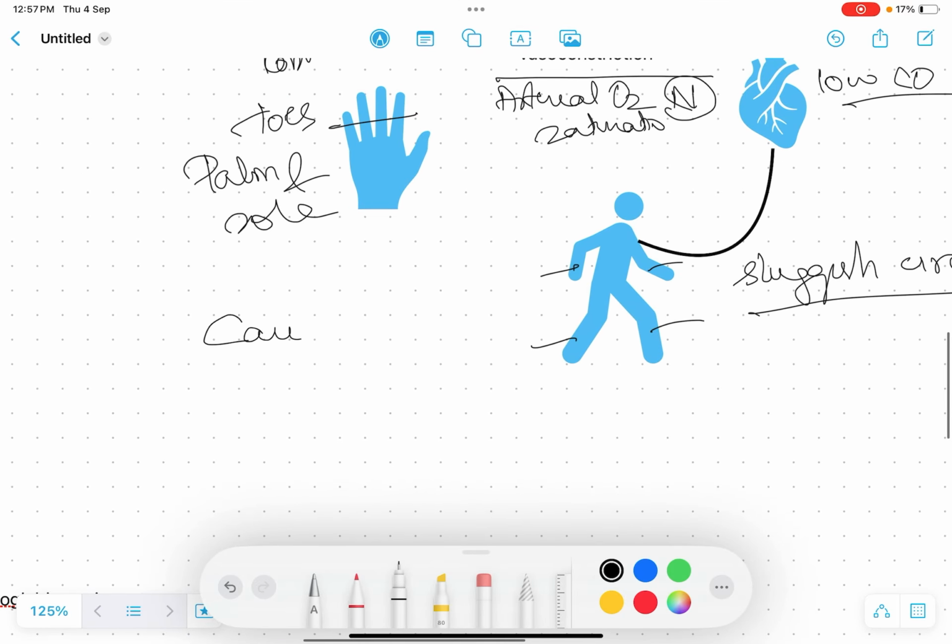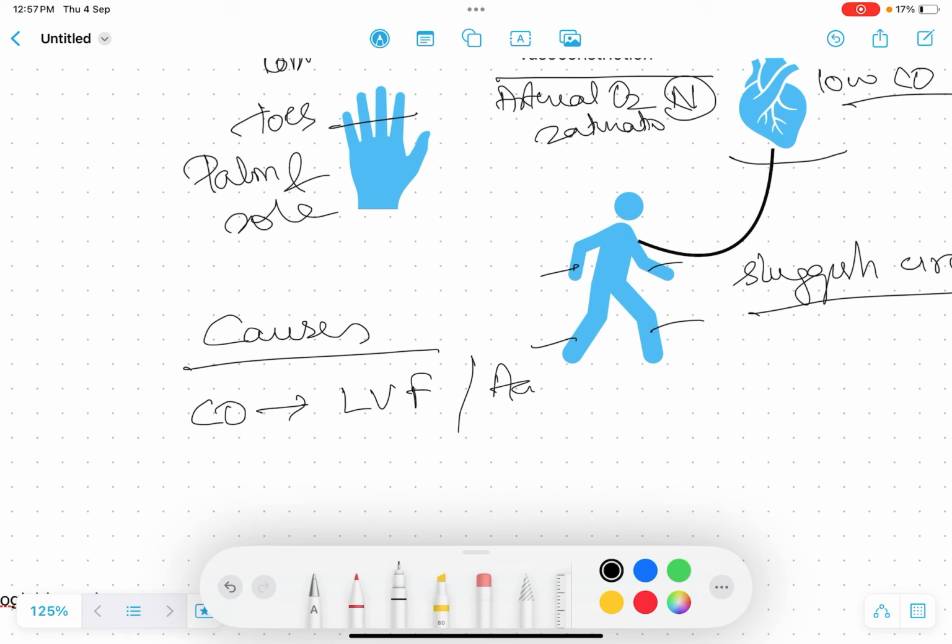Now coming to the causes. What are the causes of peripheral cyanosis? The first cause is related to the heart, that is cardiac output. This cardiac output can be reduced when there is left ventricular failure or acute left atrial failure. So these are the two most common cardiac causes which may cause peripheral stasis.